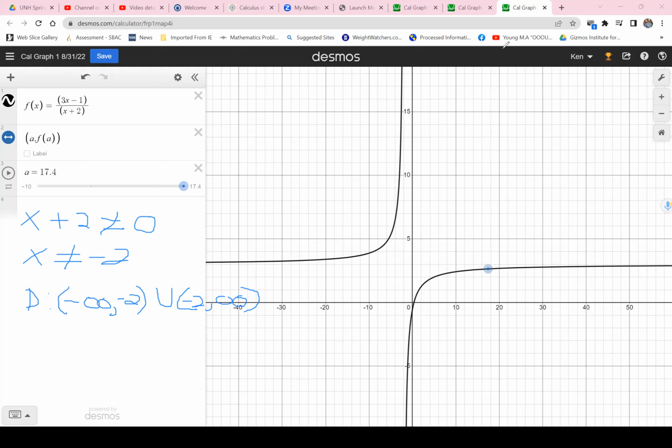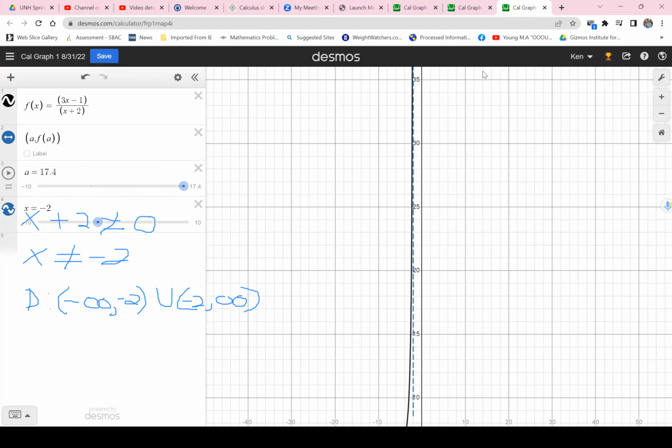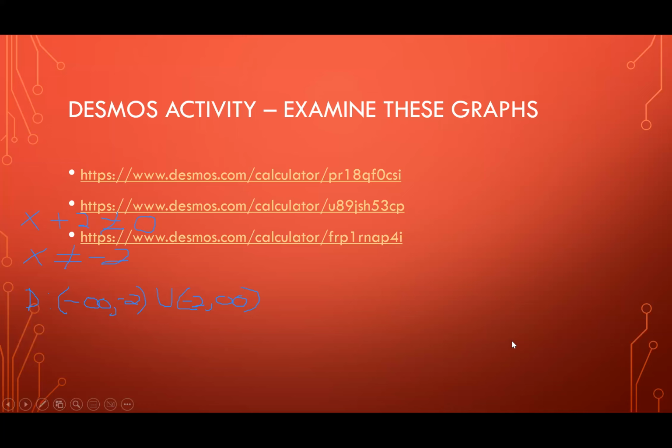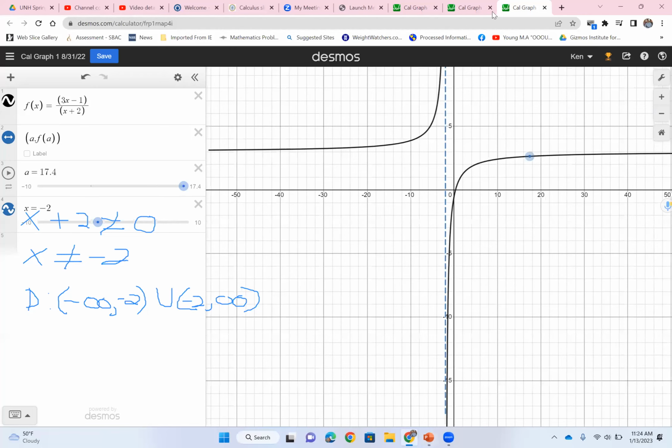And if I add another graph and call it x equals -2, okay, we see that's a vertical line. And I'm going to hold that for 3 seconds so that I can make it dashed. All right, so we see that the graph going up over here gets closer to x equals -2, but never touches it. And same thing down here. We can see that it's getting closer, but never touching it.